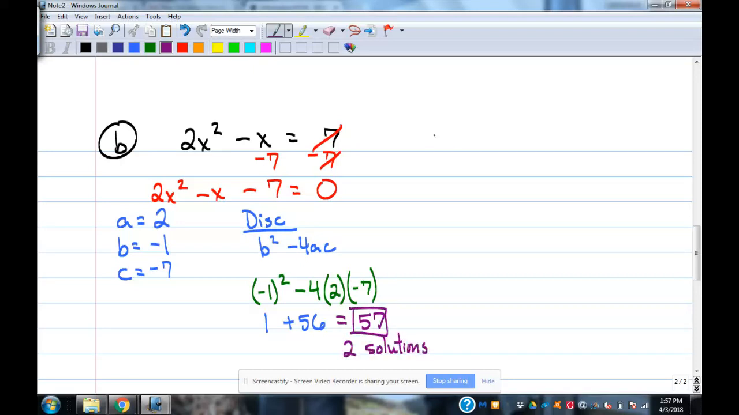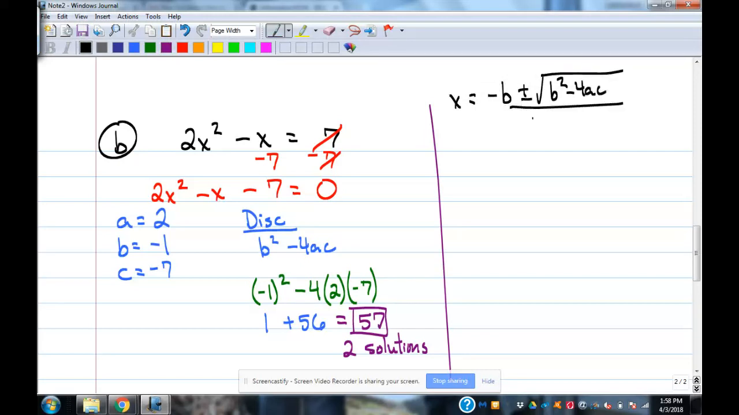All right. Let's find those using the quadratic formula. X equals -b plus or minus radical b squared minus 4ac divided by 2a.